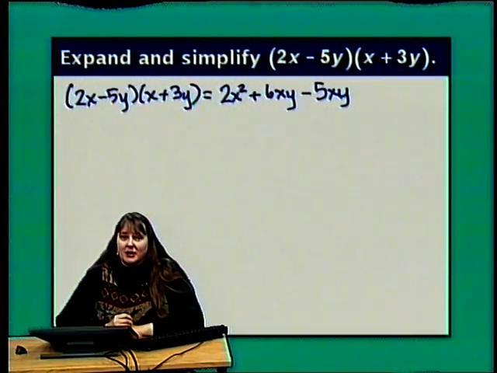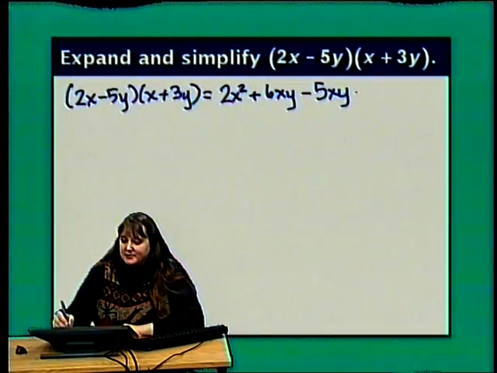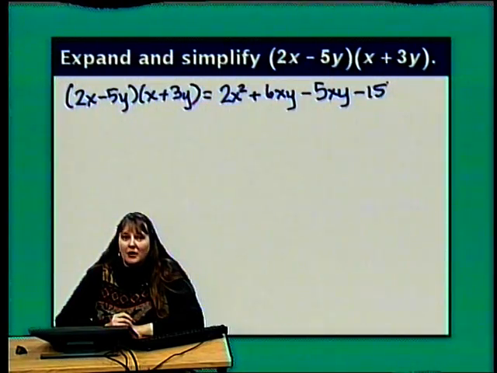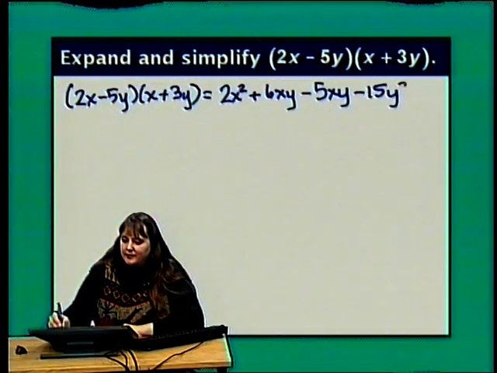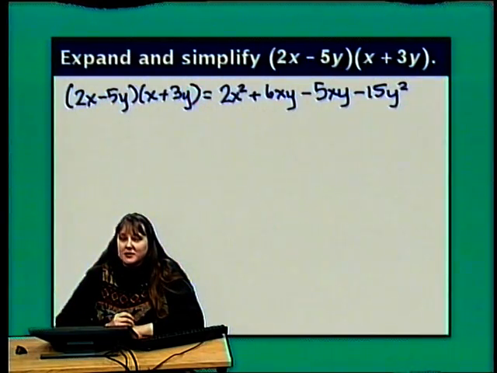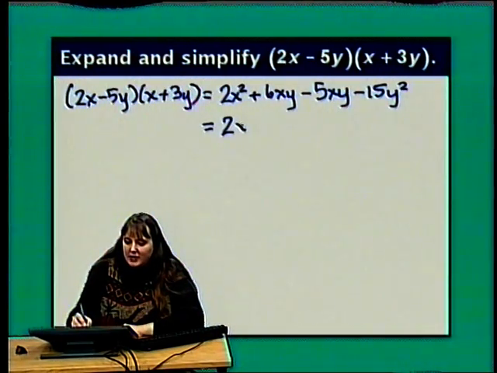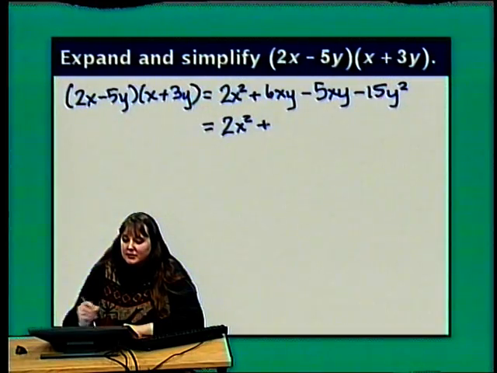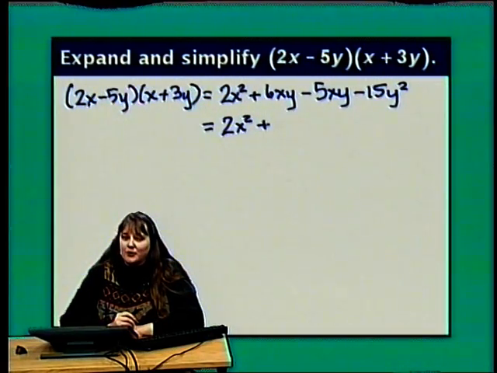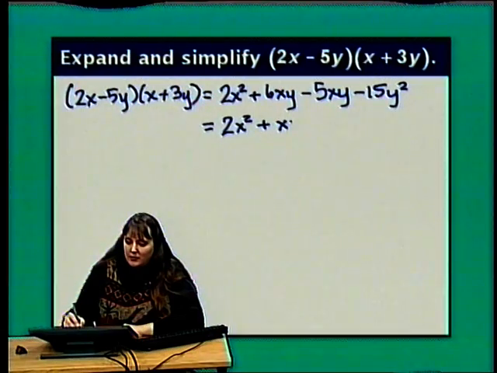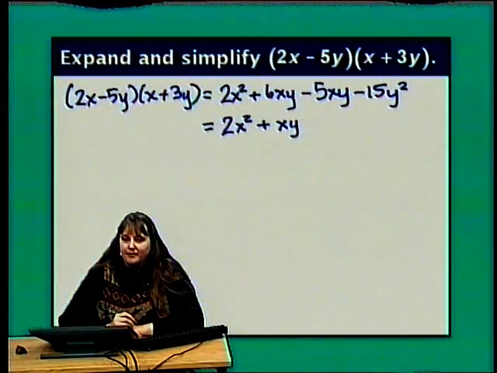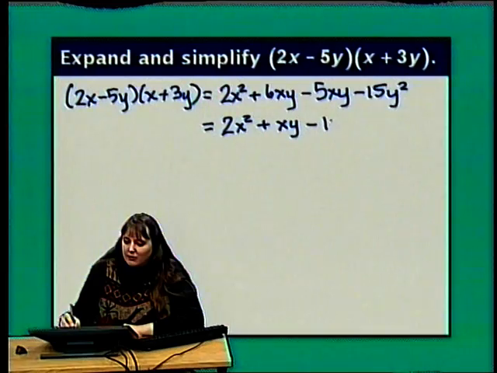Now for my last terms, I need to multiply negative 5y and positive 3y. Negative 5 times positive 3 is negative 15. So the coefficient is going to be negative 15. y times y is y squared. Now I need to look for like terms. 6xy and negative 5xy are like terms, so I can combine those. So I have 2x squared plus 6xy minus 5xy is 1xy. In simplified form, we don't write the 1, we just write xy, minus 15y squared.